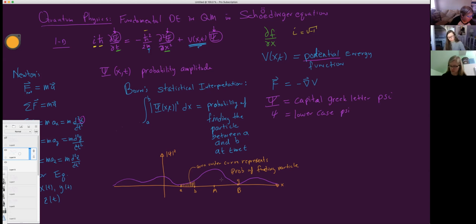Okay. Now suppose you make a measurement of a particle. Okay, so suppose, get my pink again here. Suppose you measure where the particle is.